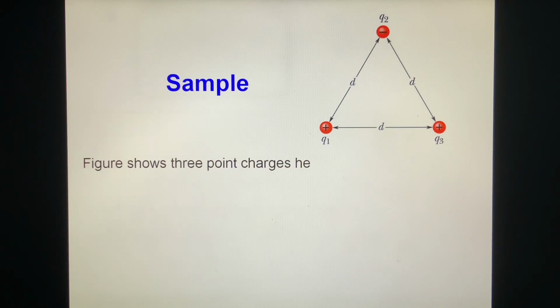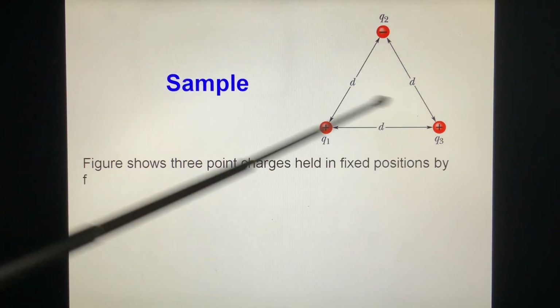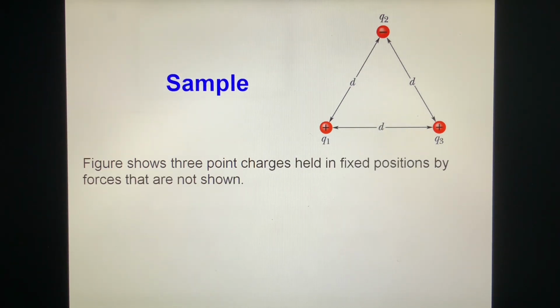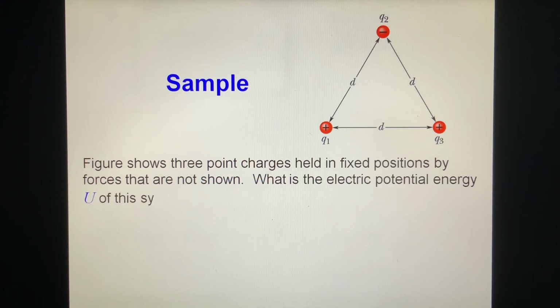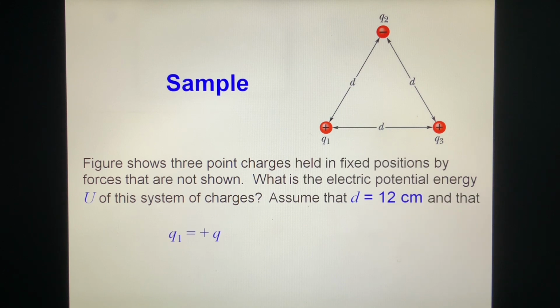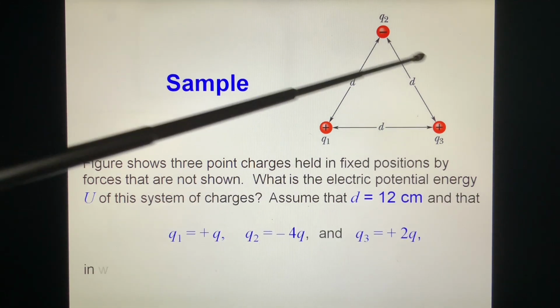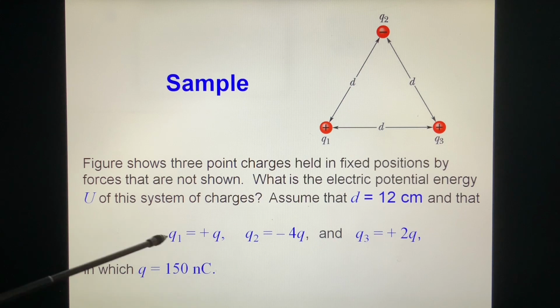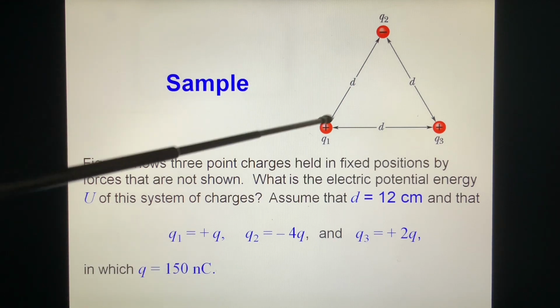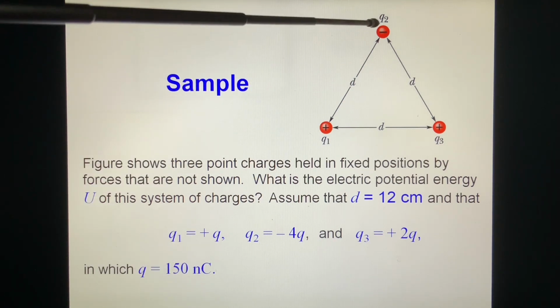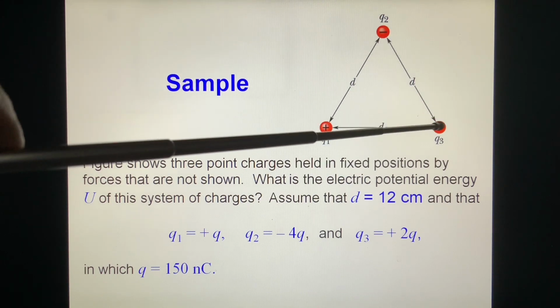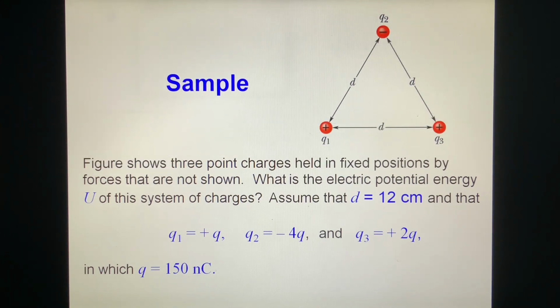Sample. The figure shows three point charges held in fixed positions by forces that are not known. What is the electric potential energy U of the system of charges? Assume D is 12 centimeters, and that Q1 equals Q, Q2 is minus 4Q, and Q3 is positive 2Q, in which Q equals 150 nanocoulombs.